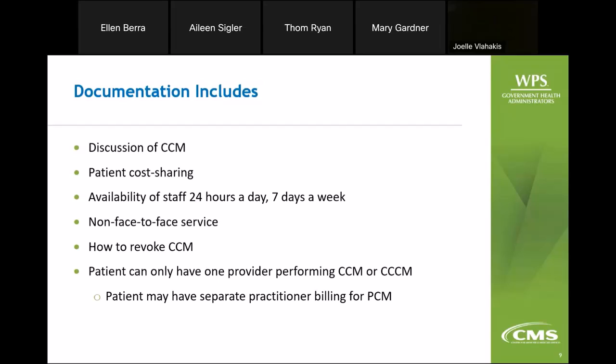And then the last two bullet points there, you want to have a conversation with the patient to verify that there isn't anyone else providing chronic care management or complex chronic care management. Medicare is only going to reimburse one provider for that. And so as part of that conversation, you want to make sure no one else is already doing this for the patient. Now, the patient may have an additional specialty provider who is doing principal care management, and that's acceptable, but you'll need to know who that is.